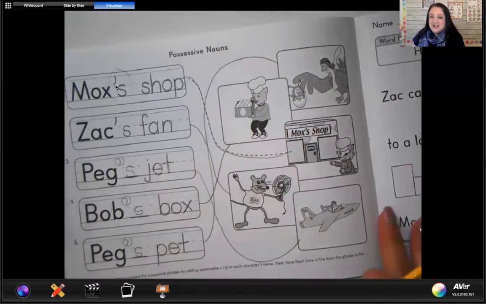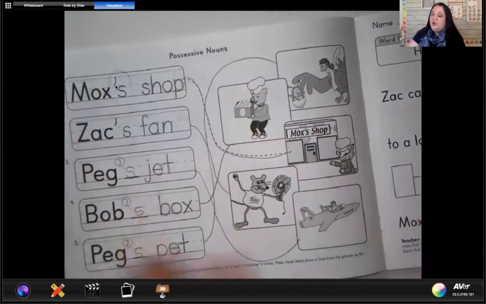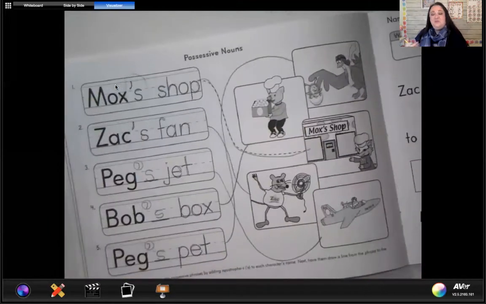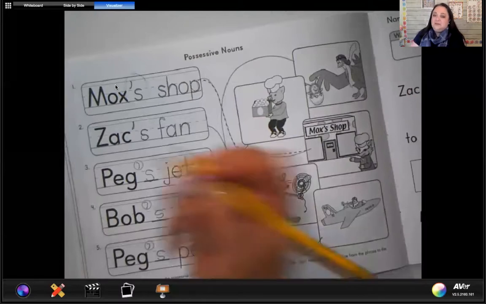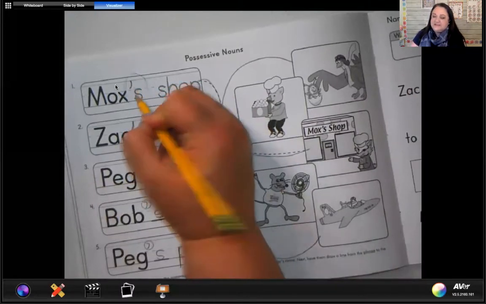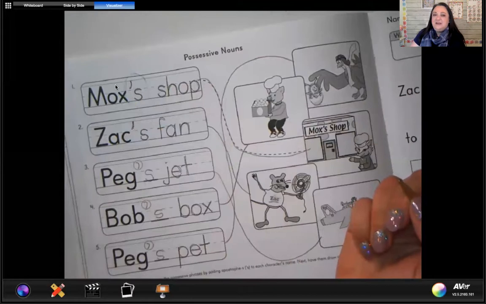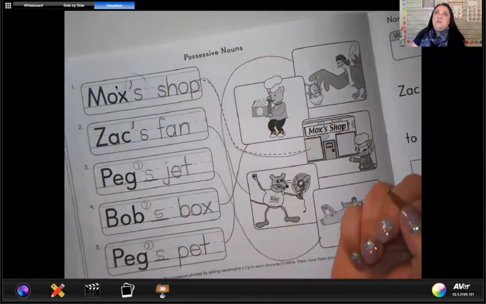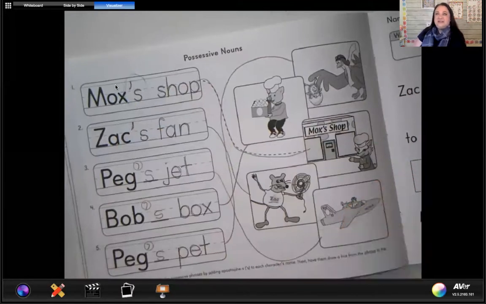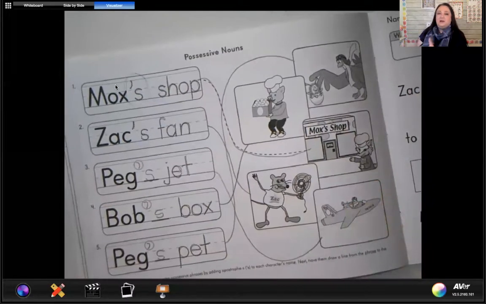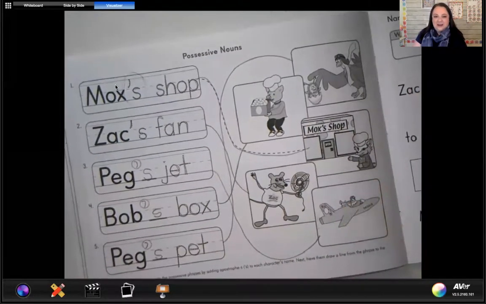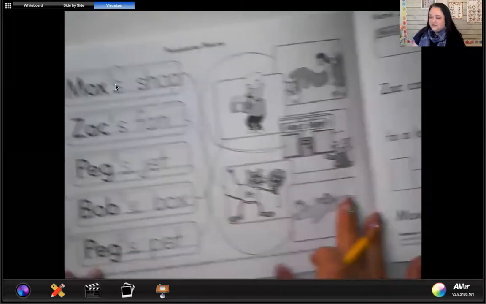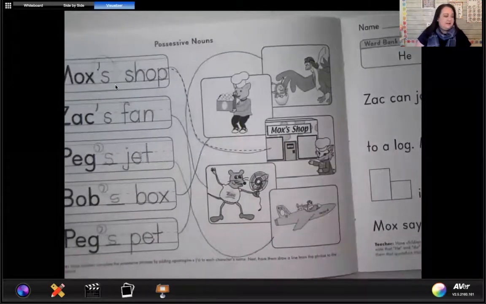All right, so now that we've finished up, all you need to remember is if you want to show that something belongs to somebody else in your reading or in your writing, you're going to add an apostrophe S. So if you were to say your name was Anne, and you want to say that that was your house, Anne, you'd write your name, apostrophe S, and then write the word of the thing that belongs to you. Okay? So let me go ahead and show you what that looks like on a piece of paper.